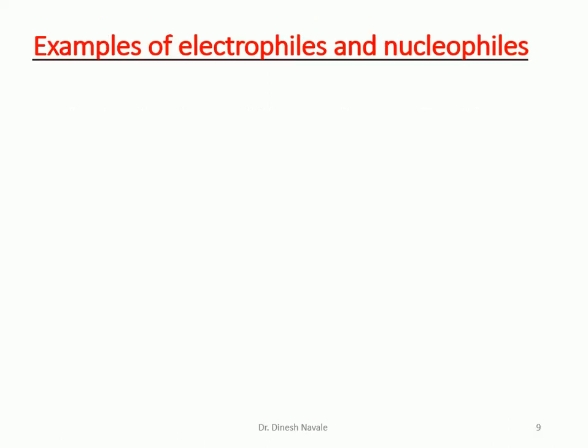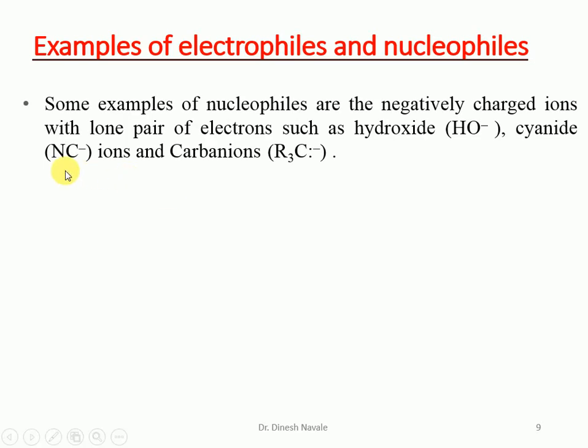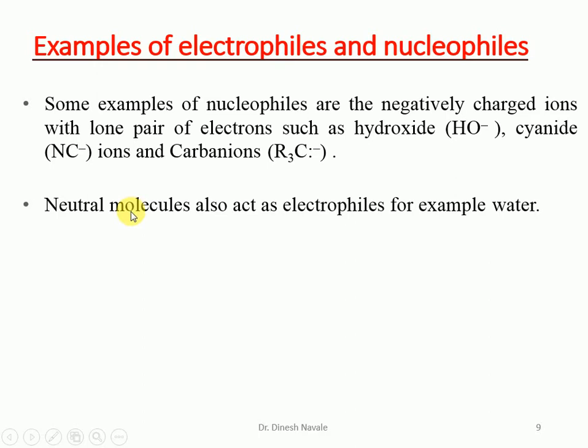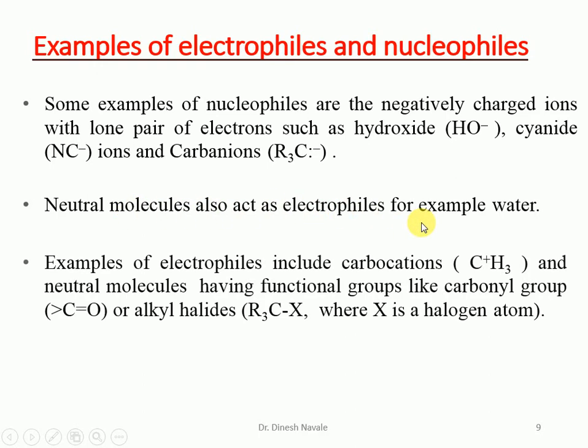Some of the examples of nucleophiles are hydroxide ion, nitrile ion, carbanion. That means nucleophiles are negatively charged species. Hydroxide ion, nitrile ion and the carbanions are the nucleophiles which contain a negative charge with a lone pair of electrons, whereas neutral molecules also act as nucleophiles, for example water.